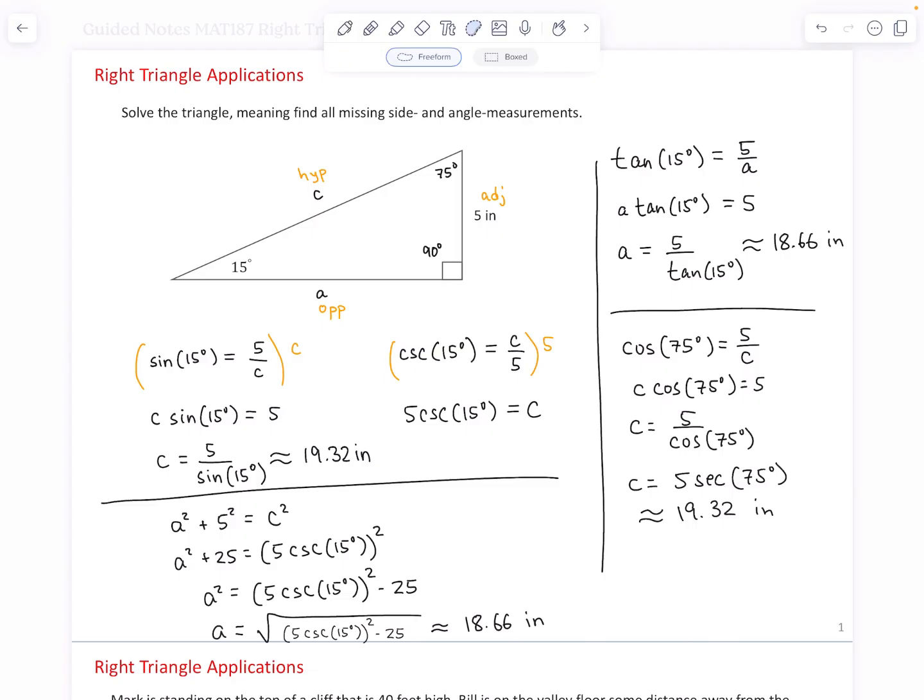so about 18.66. So in summary, we could have used 15 degrees alone to find both a and c, or I could have used 75 degrees alone to find both a and c, or I could have done some sort of mixture. Or, as an option, I can use trigonometry to find a or c, and then use Pythagorean theorem to find the remaining side. So you have many different options when solving right triangles.